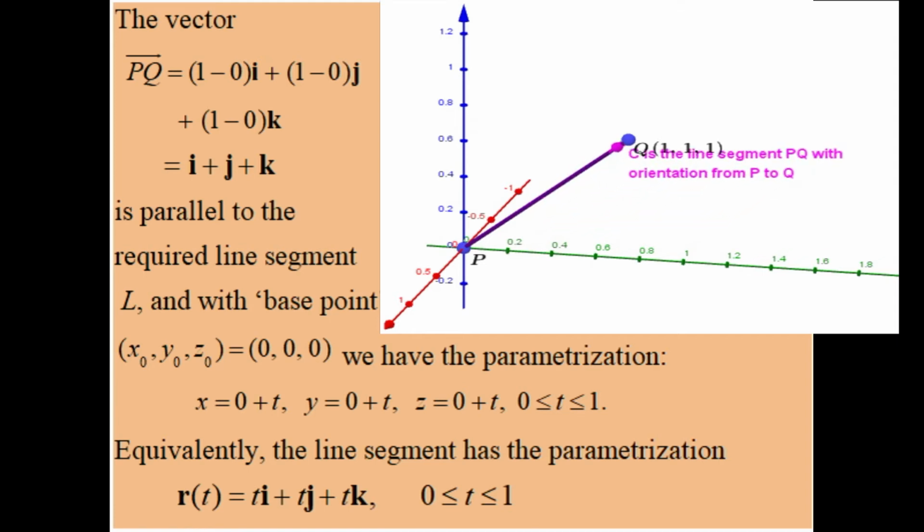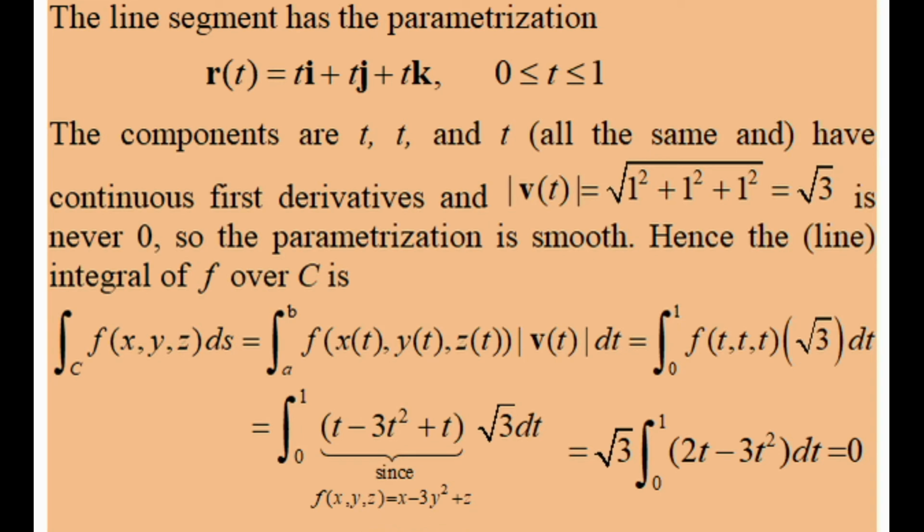Equivalently, the line segment has the parameterization given by the vector valued function r of t is equal to ti plus tj plus tk, where 0 ≤ t ≤ 1. The components have continuous first derivatives and |v(t)| = |dr/dt| = √(1² + 1² + 1²) = √3, and it never becomes 0. So the parameterization is smooth.